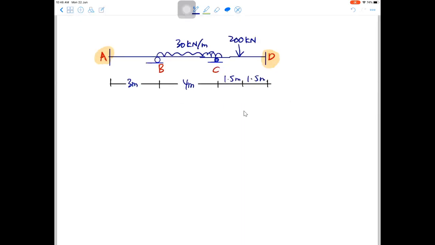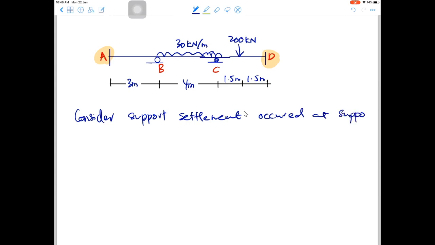Okay, so this is the beam. Now we want to consider support settlement occurred at support B. Okay, consider at support B, of magnitude 30 mm downward.